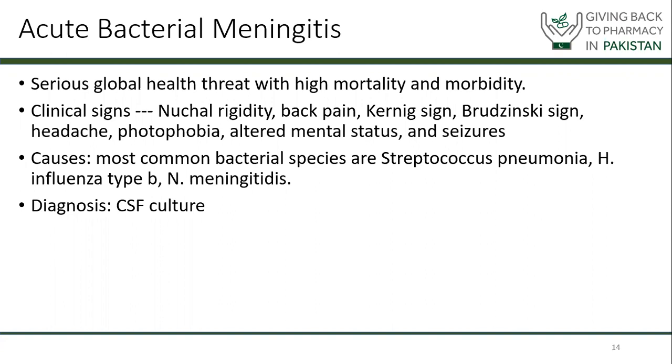Involuntary movement of knees and legs occurs whenever the neck of the patient is moved upward, and headache, photophobia, altered mental status, and seizures are all seen with the patient with meningitis. Causes: the most common bacterial species are Streptococcus pneumoniae, H. influenzae, and Neisseria meningitidis. How is meningitis diagnosed? If you want to make a differential diagnosis of whether a meningitis is bacterial, viral, fungal, or TB, we have to do the lumbar puncture, LP, and then CSF culture is the gold standard method for identifying the meningitis and the cause of meningitis.